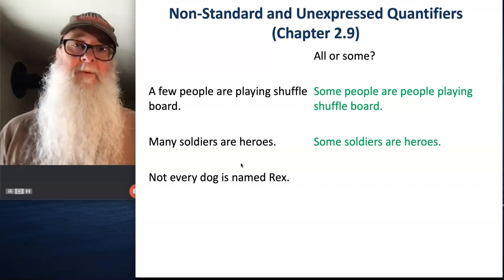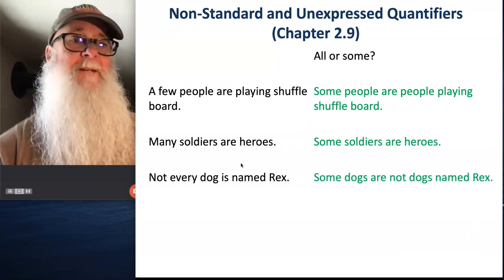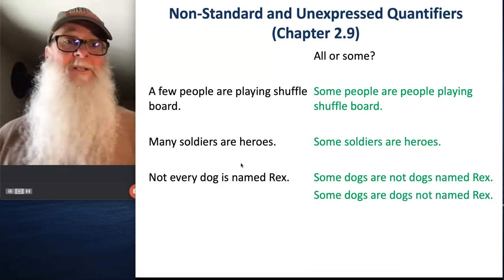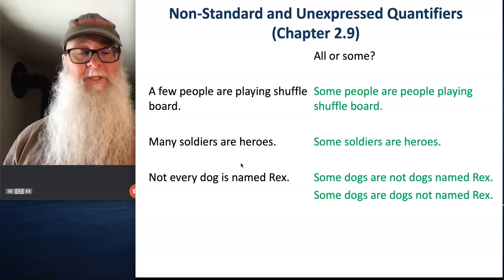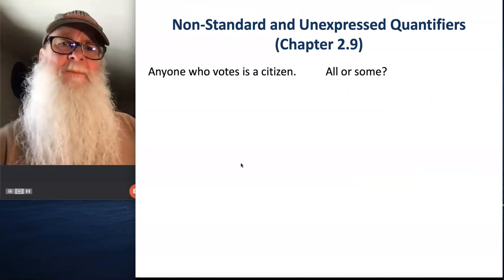Not every dog is named Rex. Some dogs are not dogs named Rex. We could translate it as an O statement. We could also do it as an I statement: some dogs are dogs not named Rex, right? So we have two versions of our original statement, and they both work because they're just versions of one another.